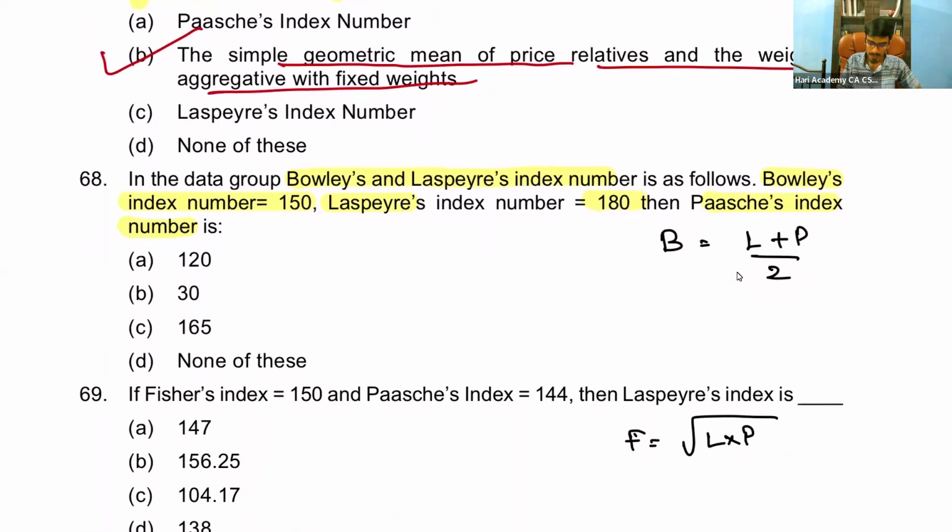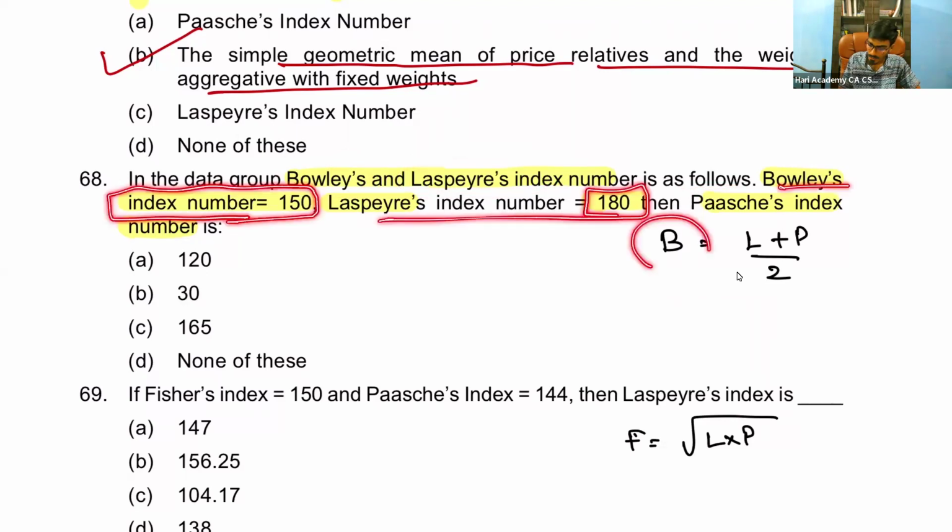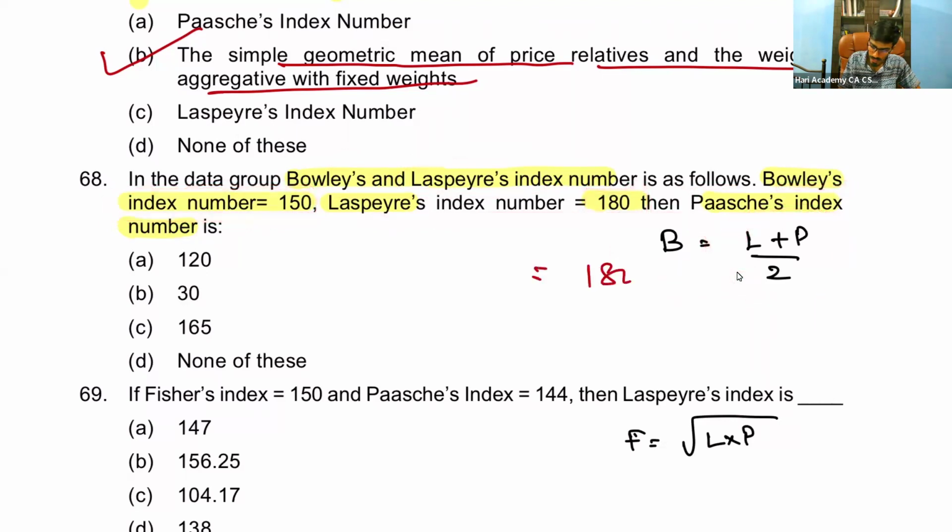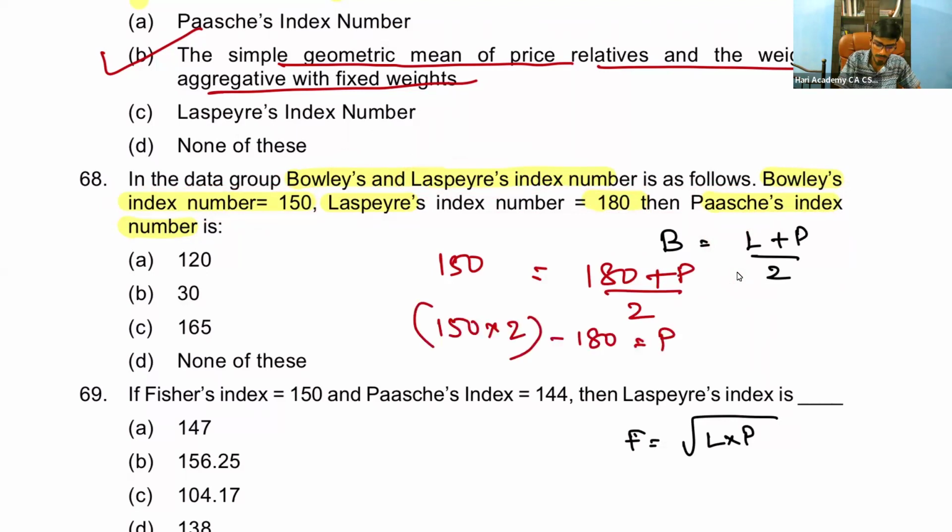Next, question number 68. In the data, Bowley and Laspeyres index numbers are as follows. Bowley's index number is 150. Laspeyres is 180. What is Bowley's formula? Laspeyres plus Paasche divided by 2. So we will substitute the Laspeyres value over here: 180, 150 equals Paasche plus 180 divided by 2. So 150 into 2 minus 180 equals P. Take a calculator, 300 minus 180. P is equal to 120. So my answer is option A.